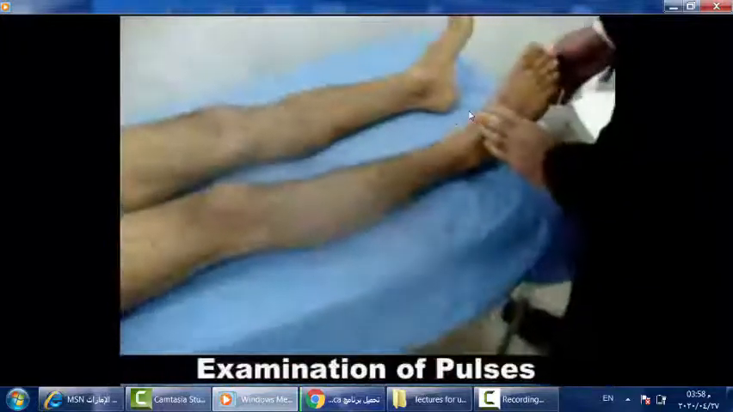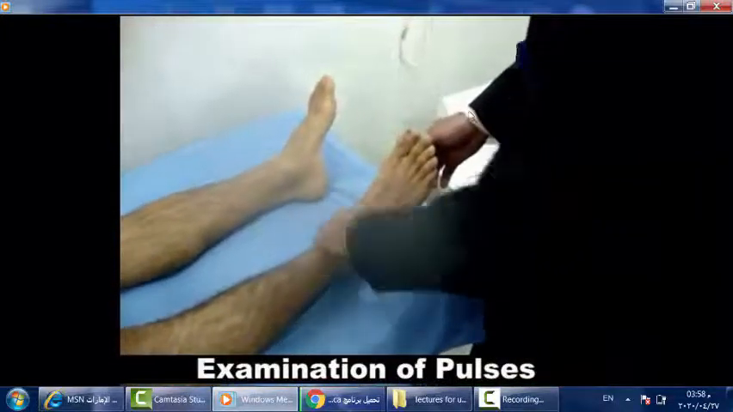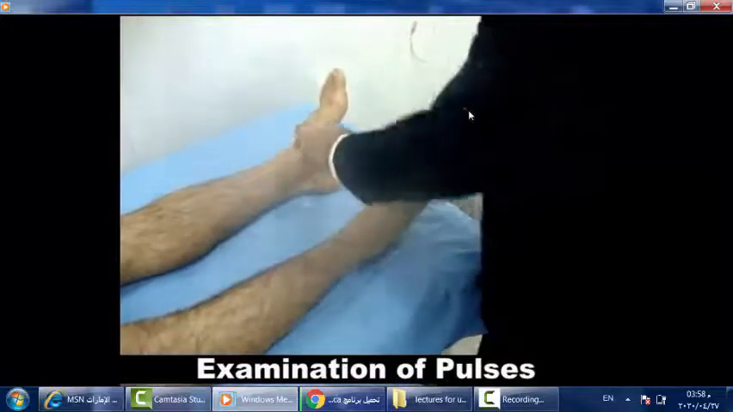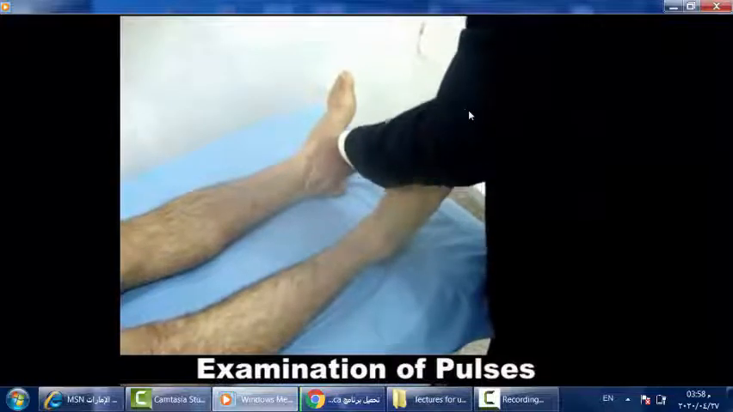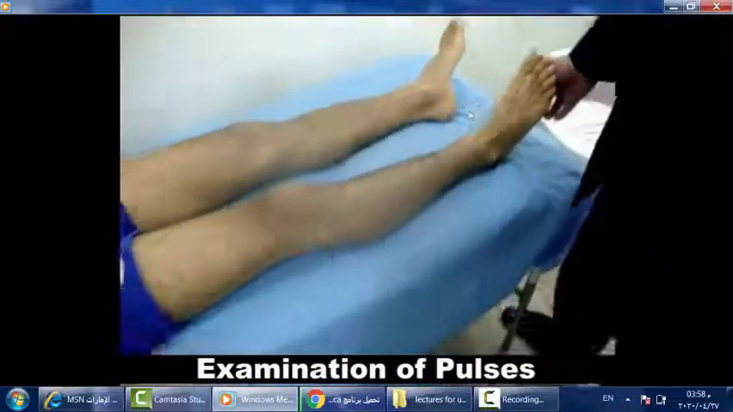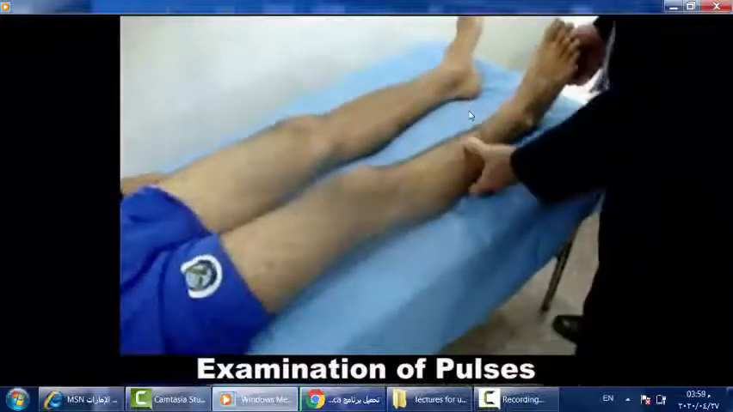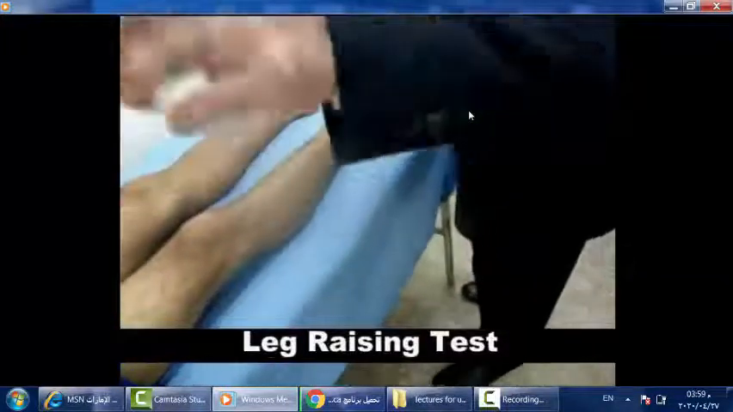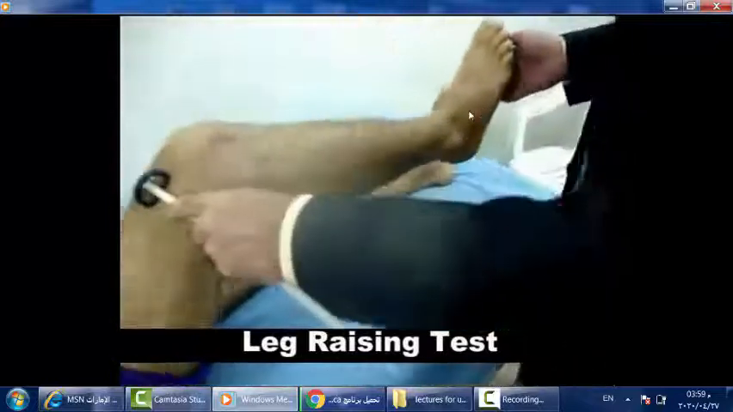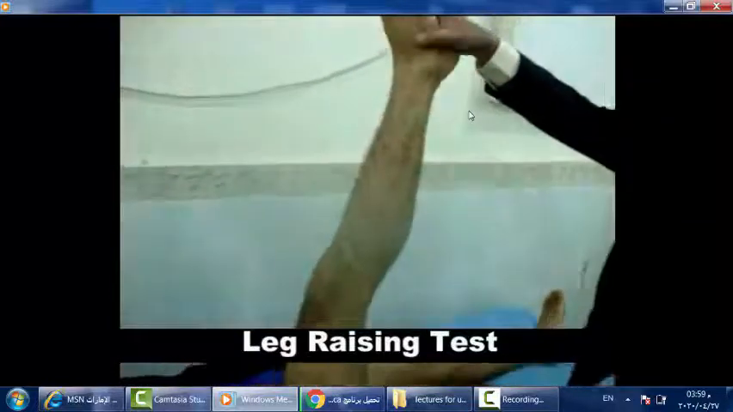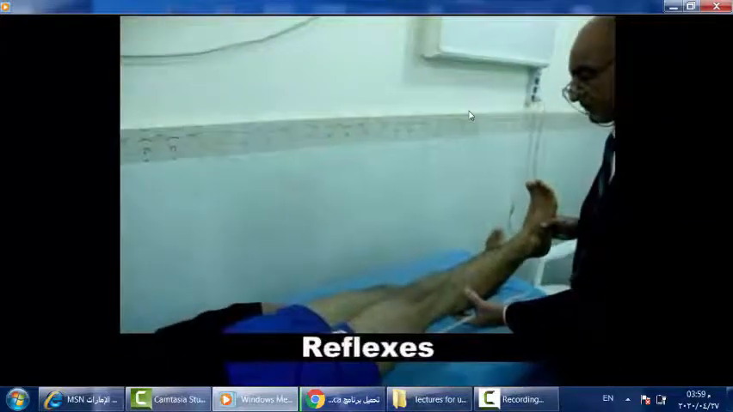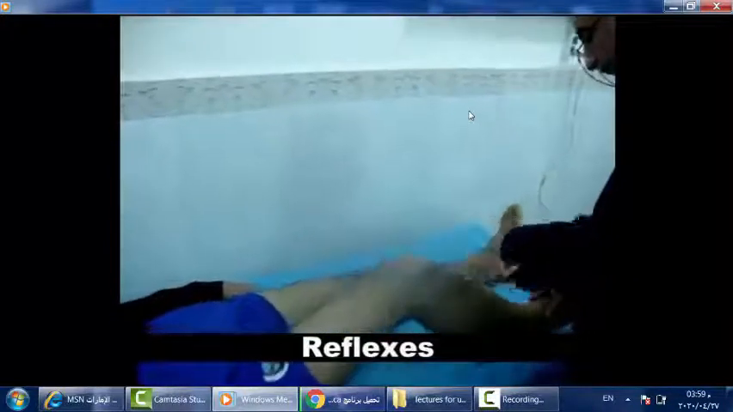Don't forget to examine the pedal pulses for dorsalis pedis and posterior tibial artery. And then you have to perform a neurological examination such as the straight leg raising test. Sometimes the referred knee pain comes from the back. And then you have to perform the knee jerk and the ankle jerk for any neurological deficit, and you should compare it with the other side.